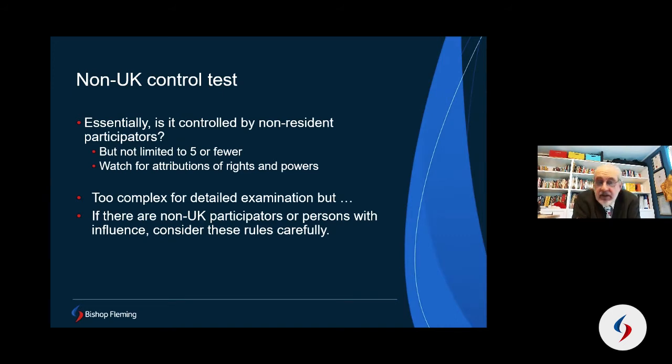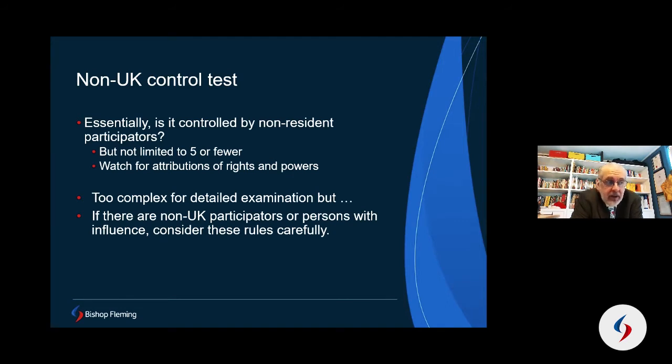Essentially, abbreviating substantially, is that company controlled by non-resident participators? Participators are shareholders or people with substantial loan capital. But for a close company, normally we say, is it controlled by 5 or fewer participators? For these purposes, we just say, is it controlled by non-resident participators? So we don't have the 5 limit. And we also have to be careful because we have to attribute the rights and powers of people connected with them.